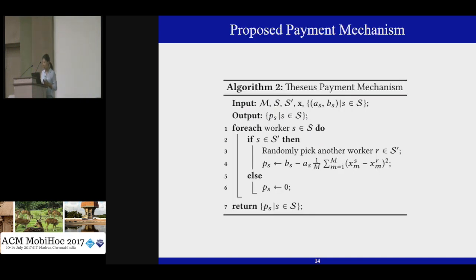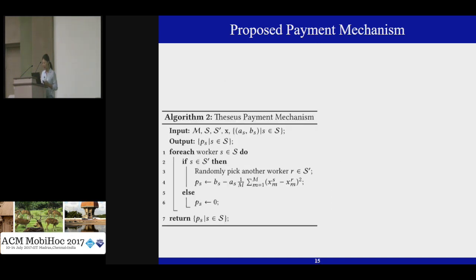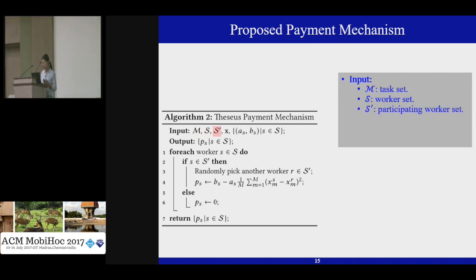As solving the PMD problem to obtain the optimal payment mechanism is very hard, the authors propose their own payment mechanism called Theseus. The name Theseus comes from incentivizing truth discovery with strategic data sources. Theseus takes as input the task set, the worker set, participating worker set, collected sensory data, as well as the predefined parameter AS and BS for each worker S.